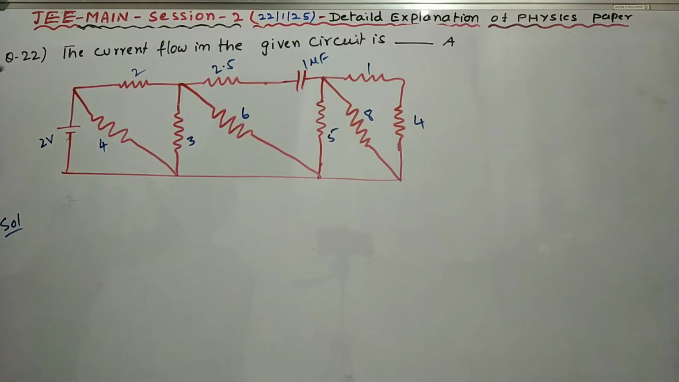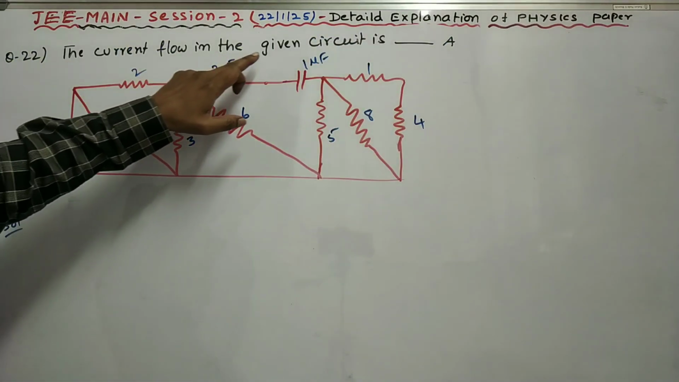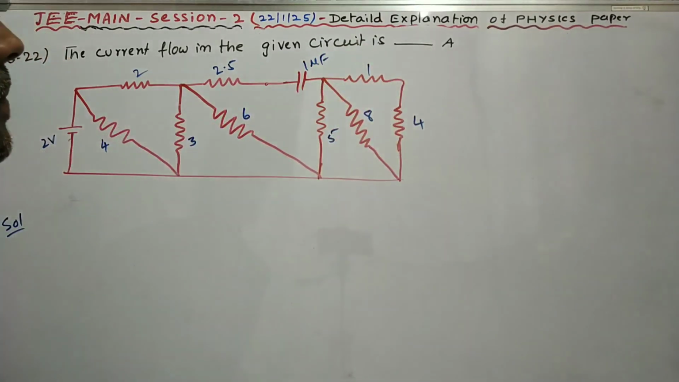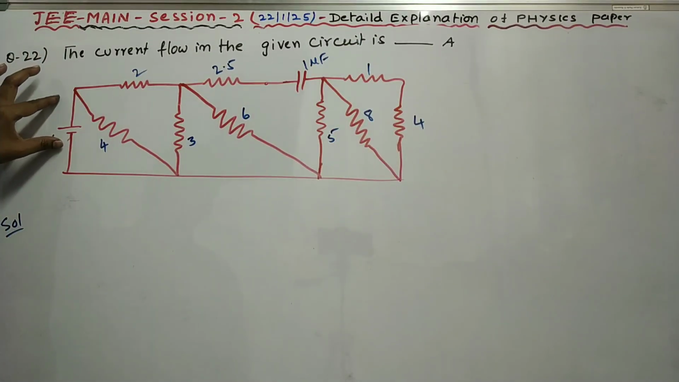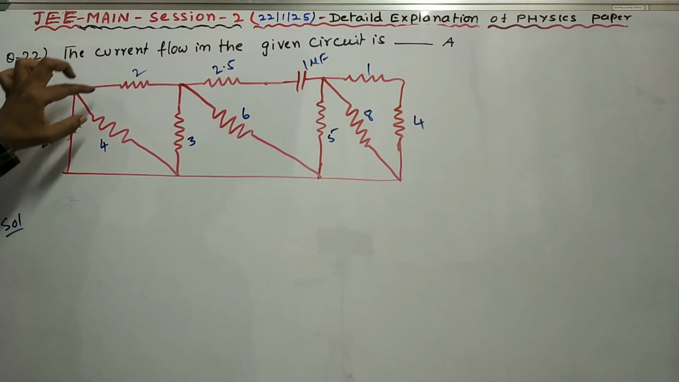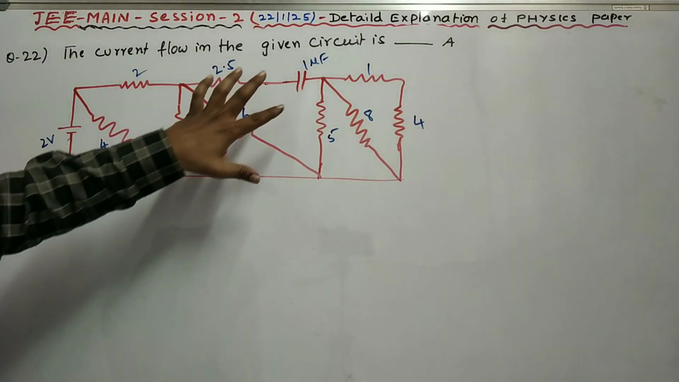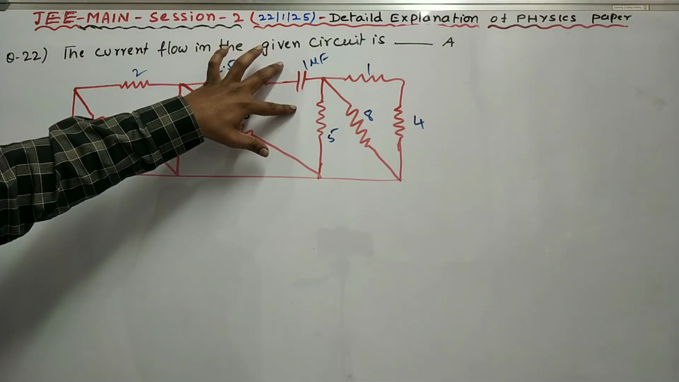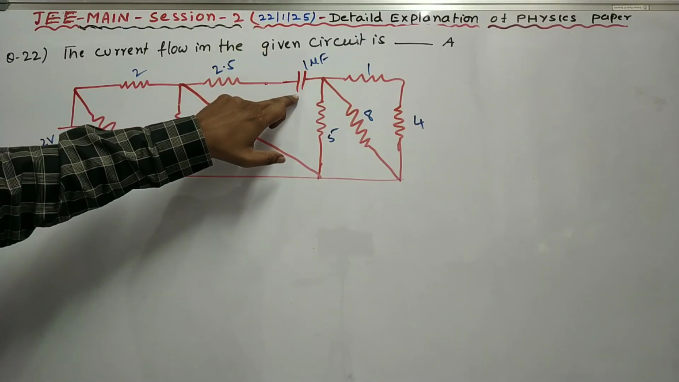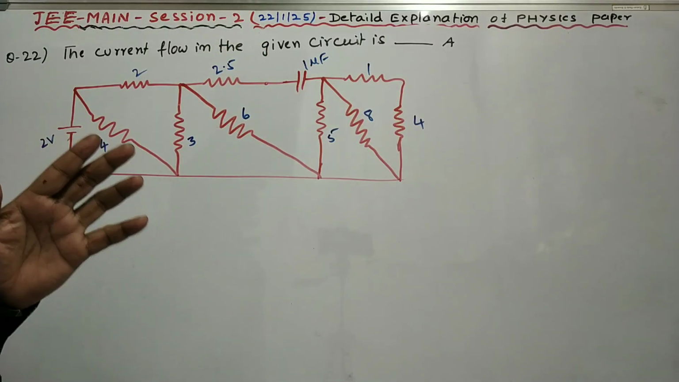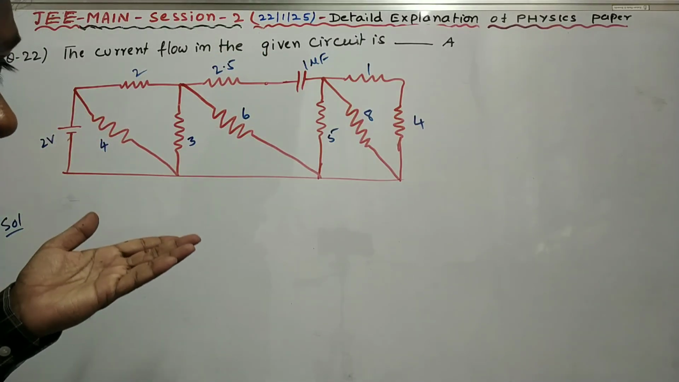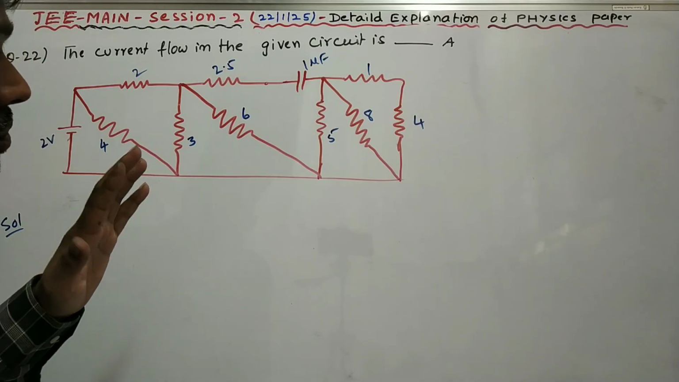Now the 22nd question. The current flowing in the given circuit is dash ampere. This is the circuit: there is a 2 volt battery, there are resistors, and one capacitor. This is a tricky question asked in this exam. You know very well that a capacitor allows only AC current and blocks DC.